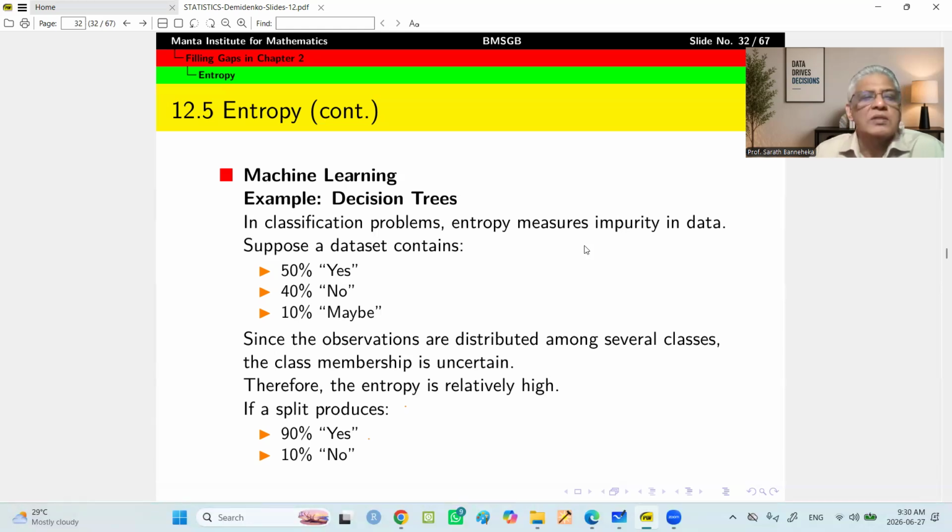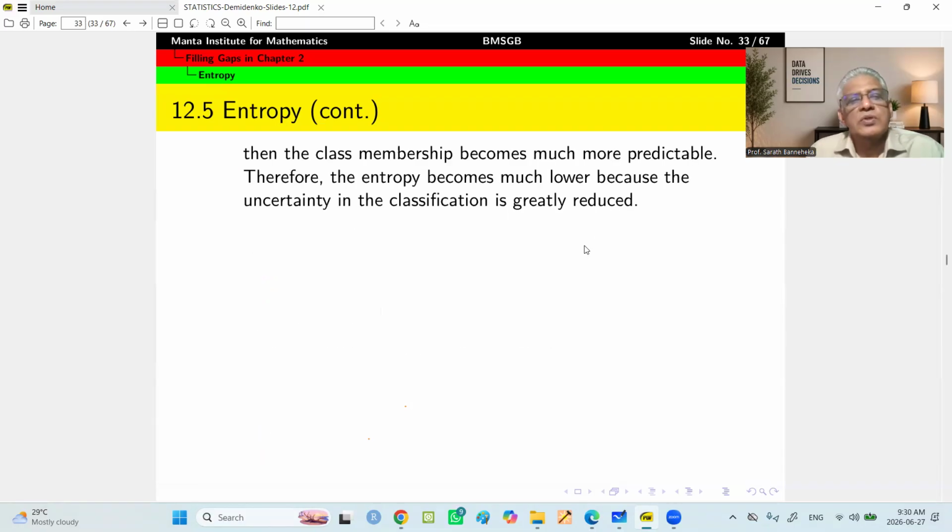So that's the situation in a data set. If you look at the possibilities in decision trees, the class membership, which class an observation goes to, is much more predictable in the second case, in the second data set. Therefore, the entropy becomes much lower because the uncertainty in the classification is greatly reduced there.